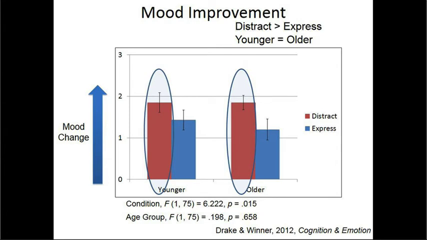And what we found, you see the red bars that are circled, that those in the distract condition had a greater mood improvement than those in the express condition. And we found this was similar for younger and older children. So there was no difference by age group. So it seems that distraction is really the key ingredient here.